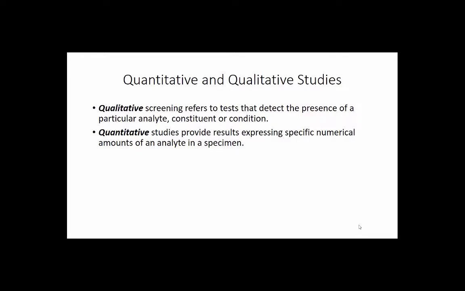As you're reading these code descriptions, you will find quantitative and qualitative studies as part of the description. A qualitative screening is when you're just detecting the presence of something, either an analyte, constituent, or condition. And a quantitative study is when you are finding out how much of that analyte is in a specimen. So qualitative is the presence of, quantitative is how much.